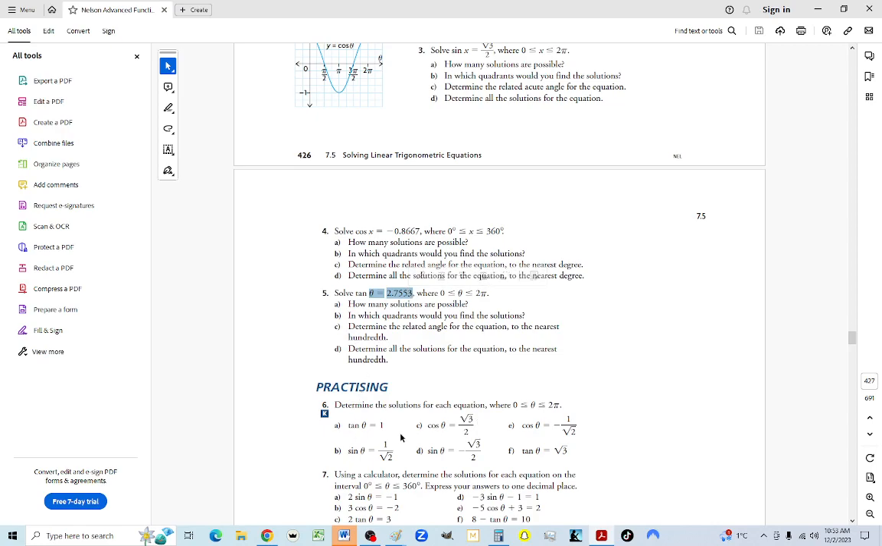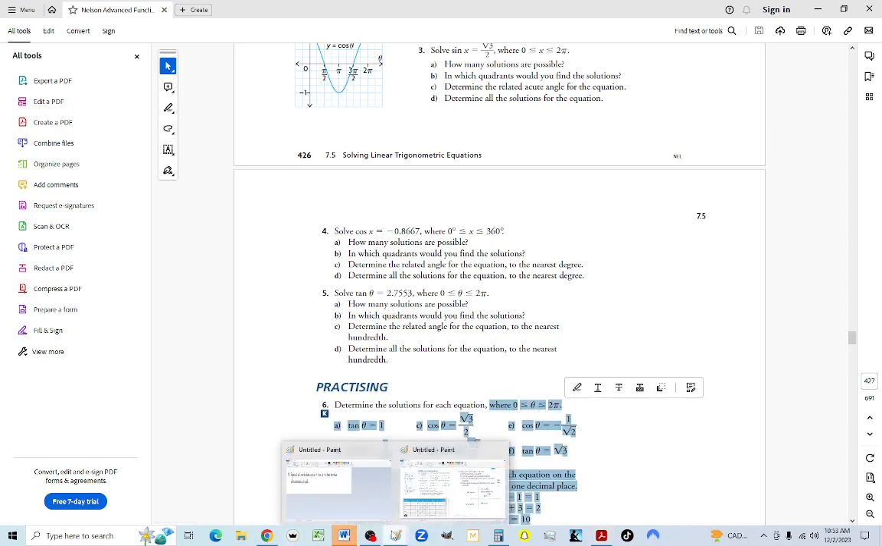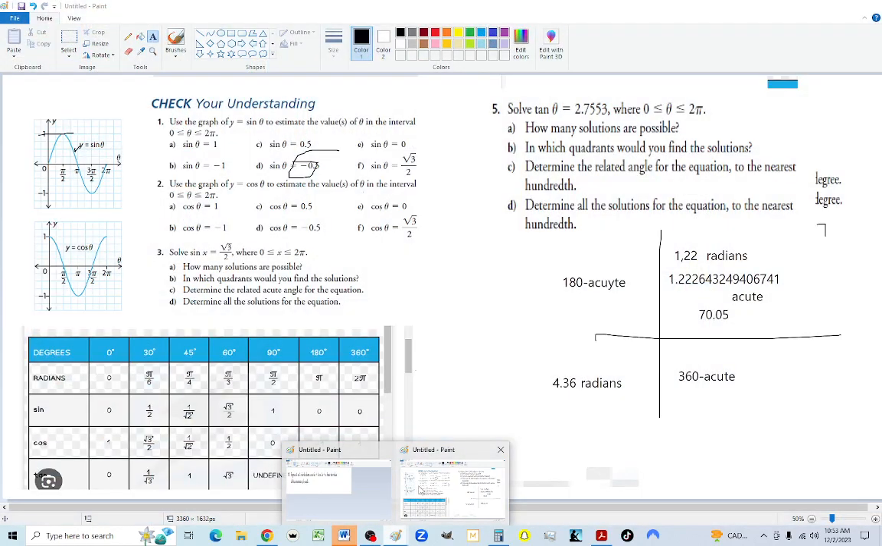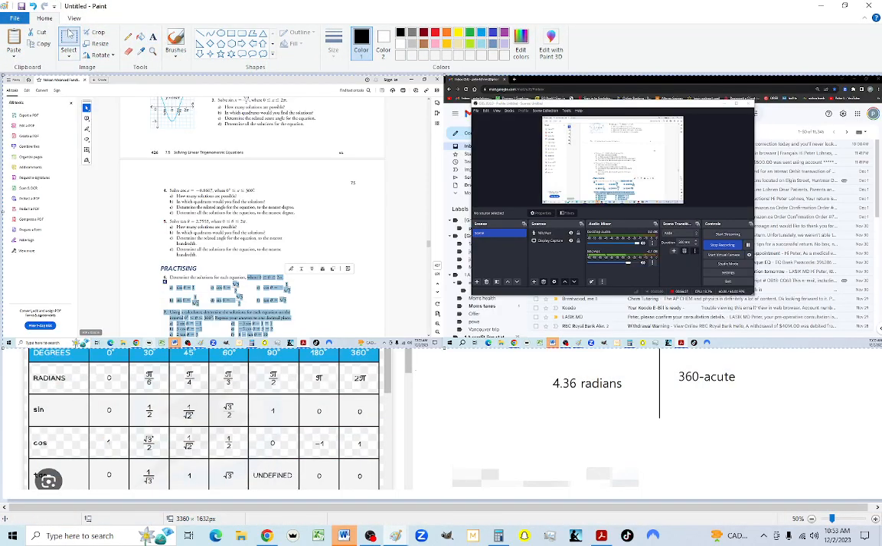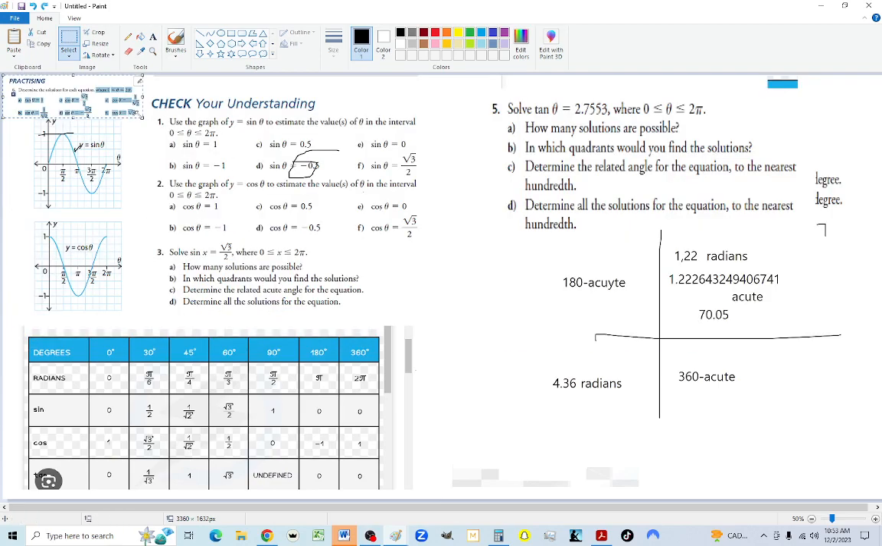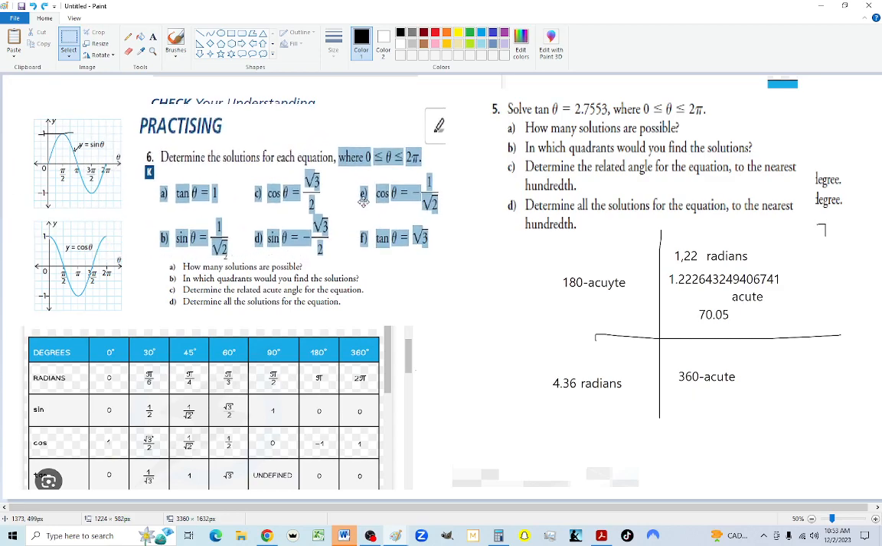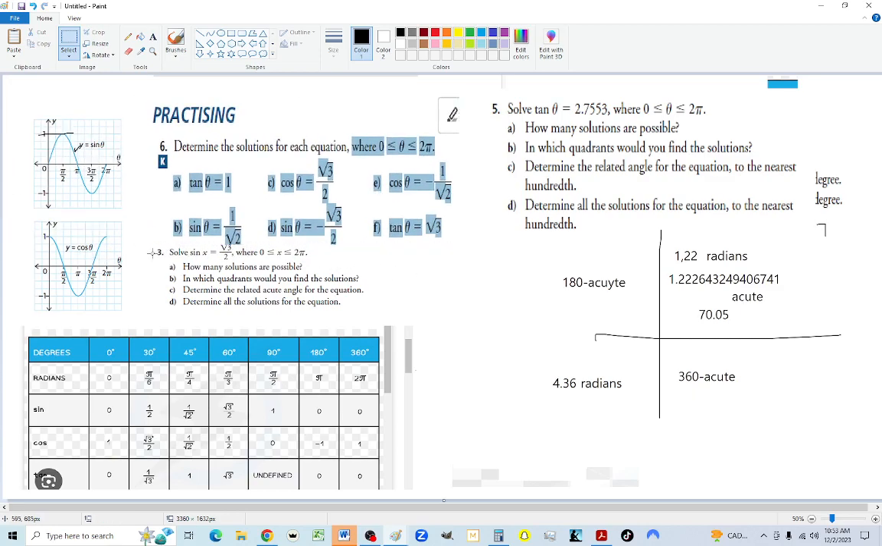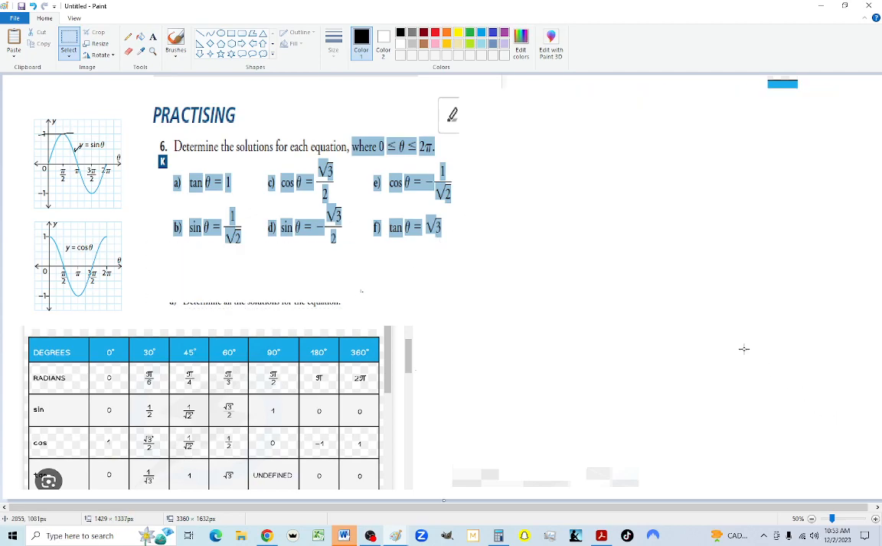Determine the solution for each of these equations within one full period. I think I didn't do these, so let's try doing this. Let's see what number's on here. Again, you'll always need your exact value table wherever it's implied, and these all imply an exact value if you look at the numbers. So within the first period, where's tan equal to 1?